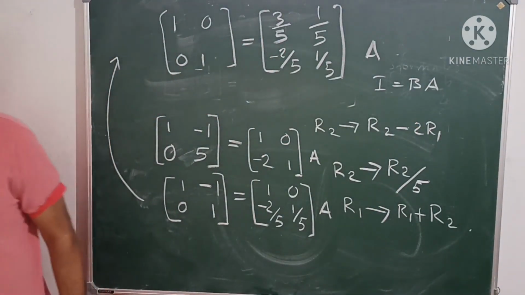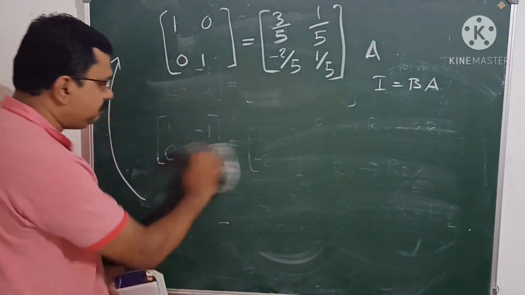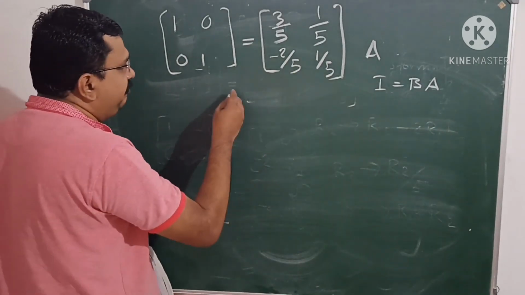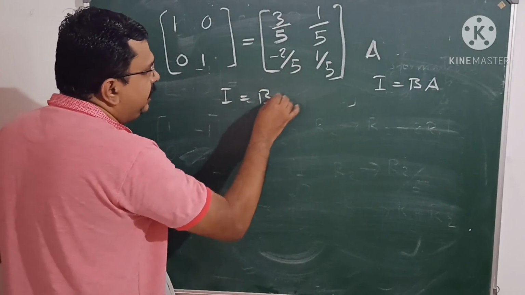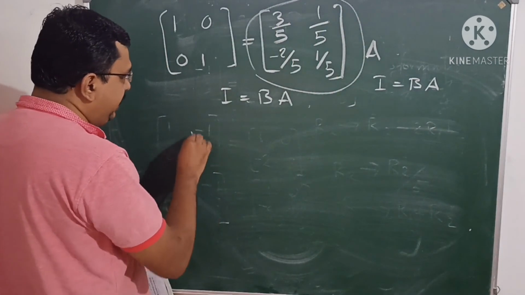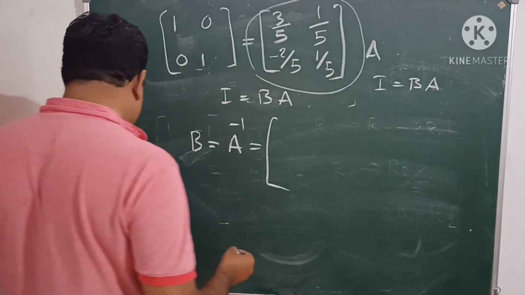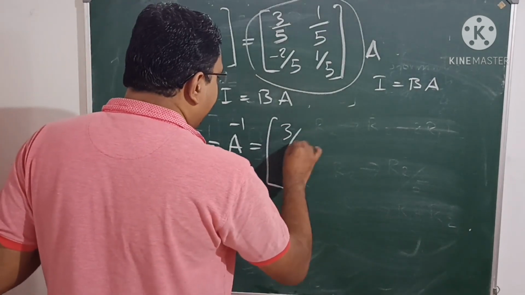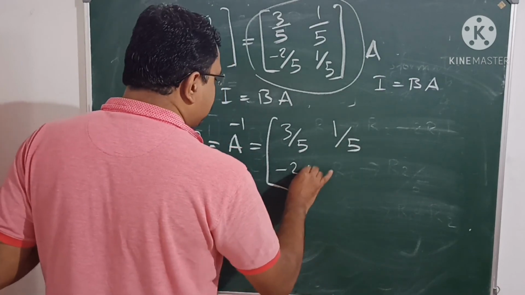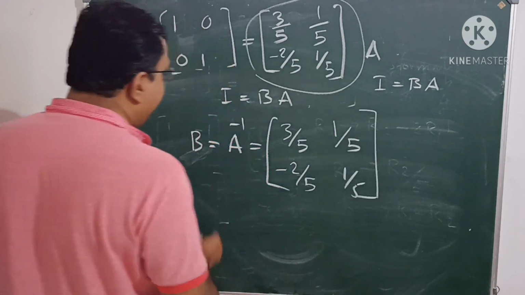Now, very, very simple, we get the answer. The answer is: I equal to B into A form. Therefore, remember that this is our B. B equal to A inverse. What is our B? B is [3 by 5, 1 by 5; minus 2 by 5, 1 by 5]. This is our A inverse.